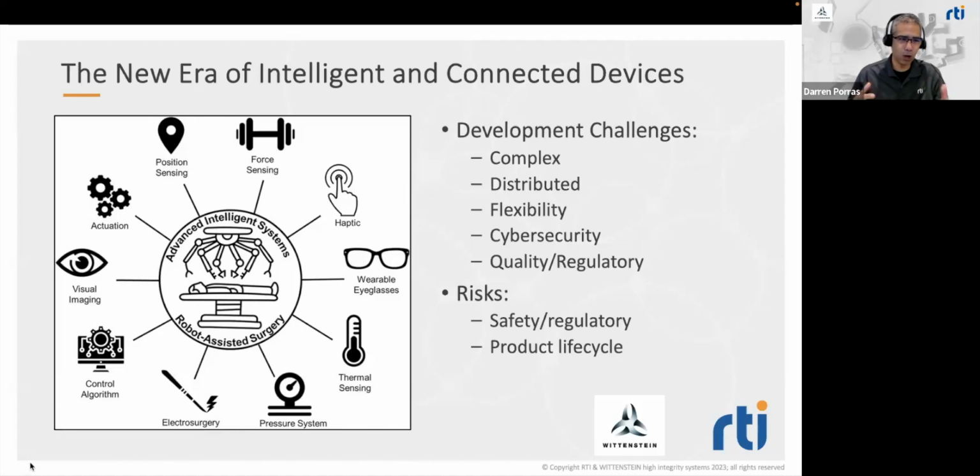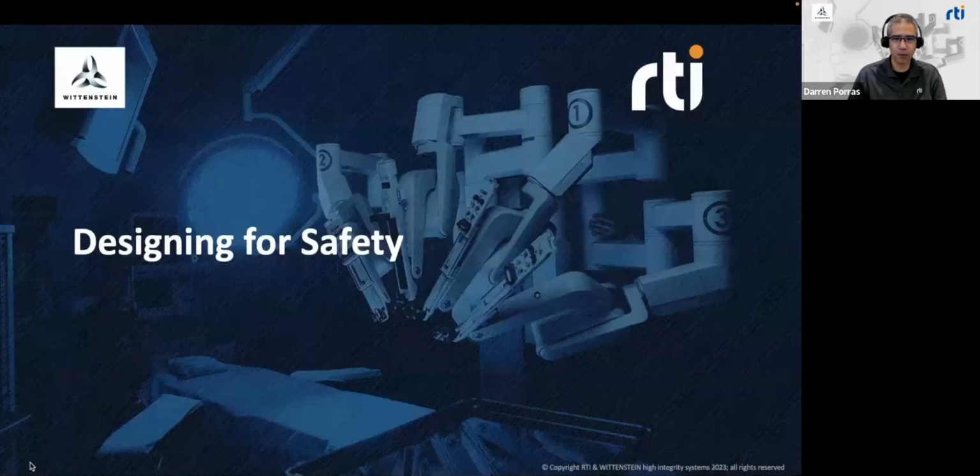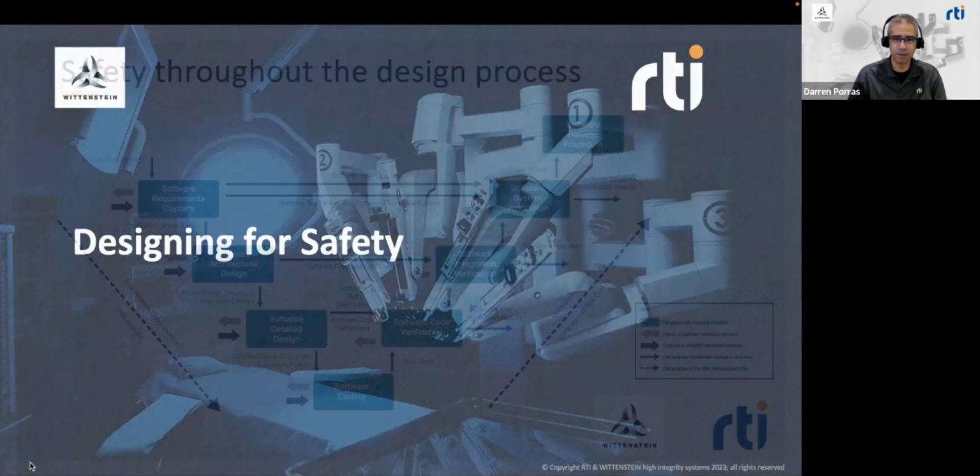And then in addition, all of this complexity and connectivity raises risks in terms of safety, in terms of reliability, the need to satisfy the standards and regulatory requirements, as well as overall product lifecycle. So lots of challenges in the industry that need to be addressed in those areas. And Andrew's going to talk more about designing for safety and some best practices for that.